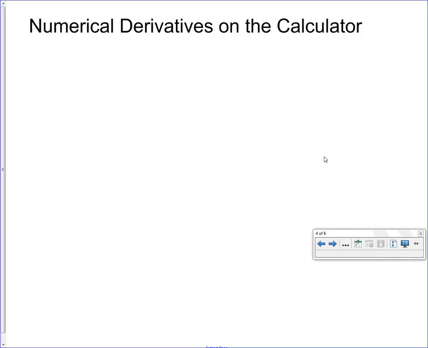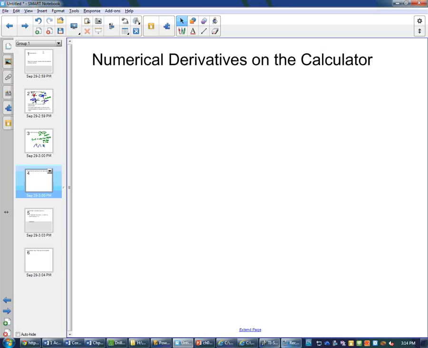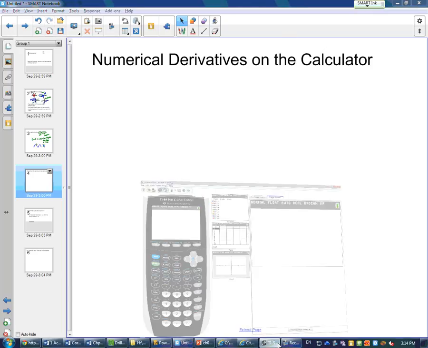Now, we've been calculating derivatives by hand. Remember that limit as h approaches 0 of f of x plus h minus f of x all over h, that equation that you love? Whole time, you could have done it on your calculator. There is a way to calculate numerical derivatives on the calculator. So what I'm going to show you is I'm actually going to switch my screen to a calculator screen.